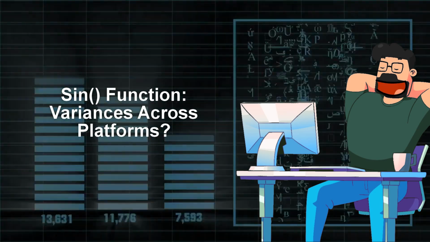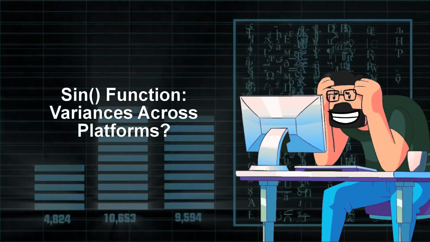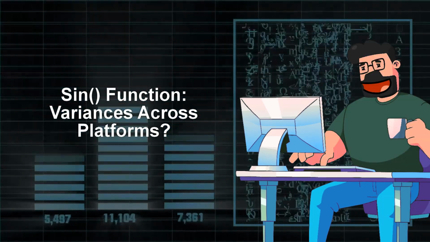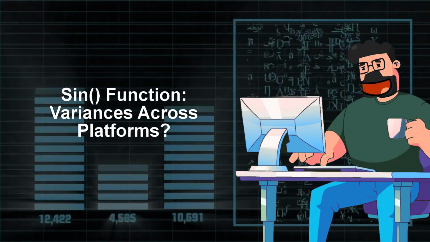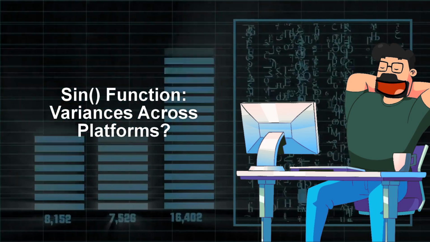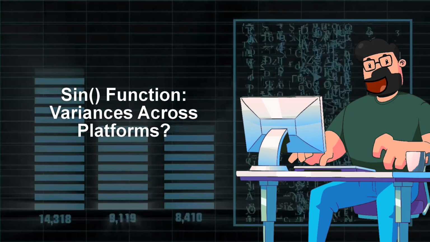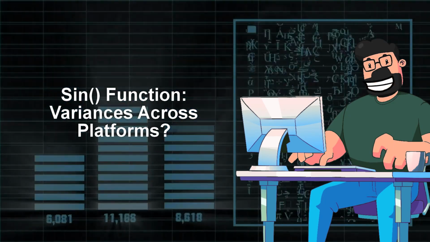If the issue lies within the sin implementation, the best course of action would be to explore using a different math library. Keep in mind that while this might resolve the discrepancy, it could potentially impact performance. Different libraries may offer varying speeds and precision, so it's essential to weigh the trade-offs before making a switch.